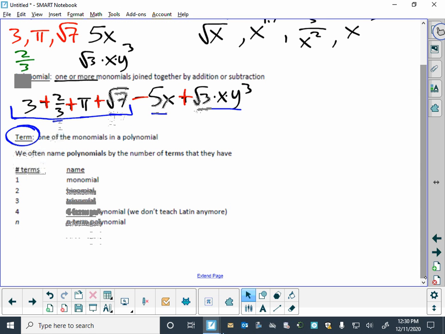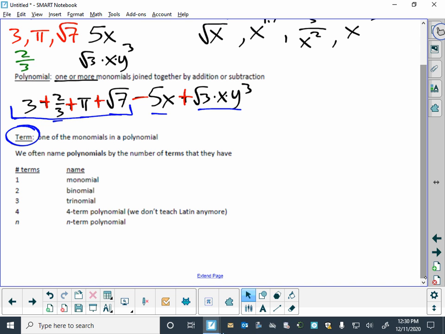One of the ways that we name polynomials is a little bit like the way that you named triangles in particular in geometry. You could name them by the angles that they had in them. Was it acute? Was it right? Was it obtuse? Was it equiangular? Or you could name them by the side lengths. Was it scalene? Was it isosceles? Was it equilateral? So we can name polynomials in one way by the number of terms that they have.